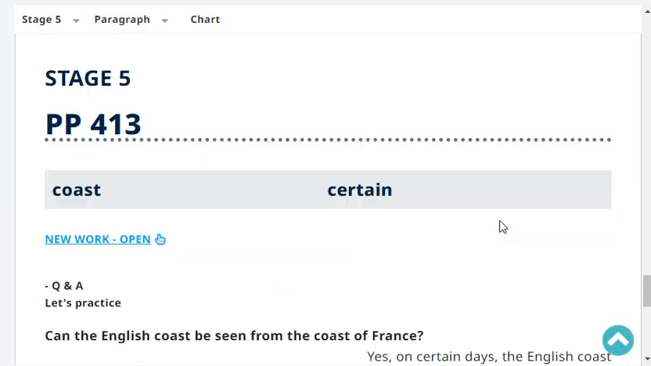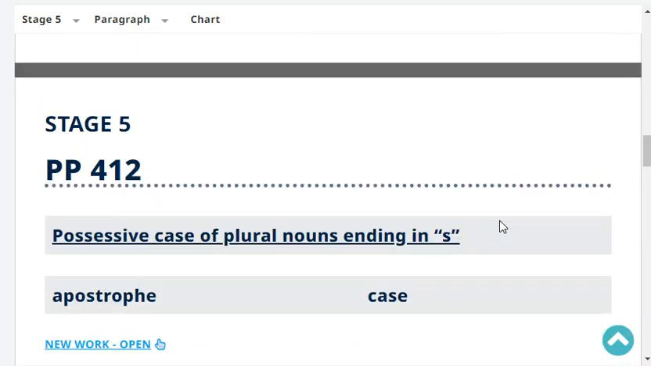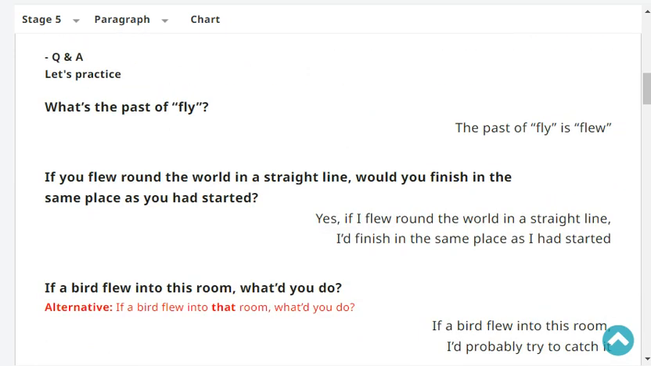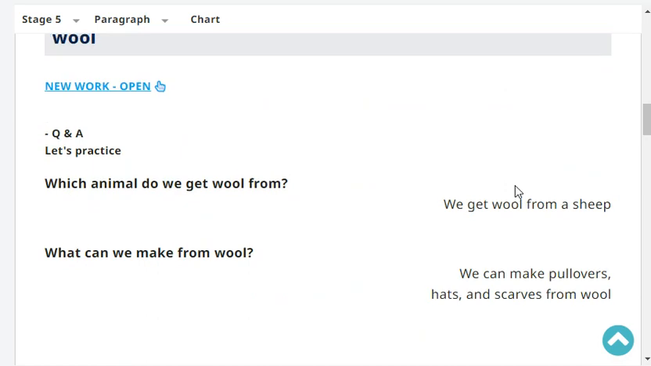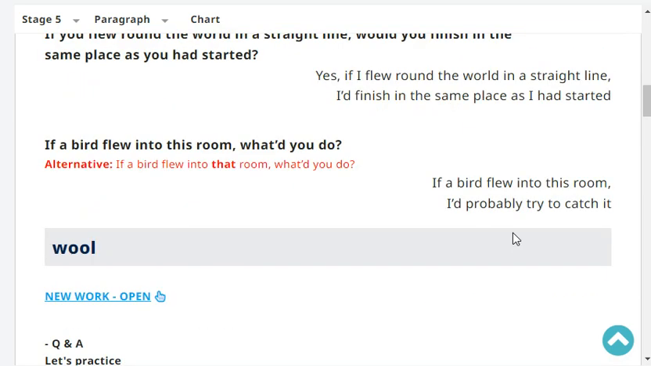If you flew round the world in a straight line, would you finish in the same place as you had started? Yes, I flew round the world in a straight line. I'd finish in the same place as I had started. If a bird flew into this room, what would you do? If a bird flew into this room, I'd probably try to catch it.